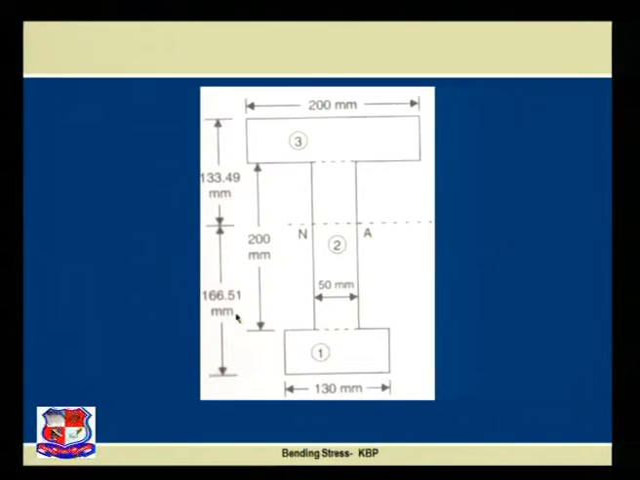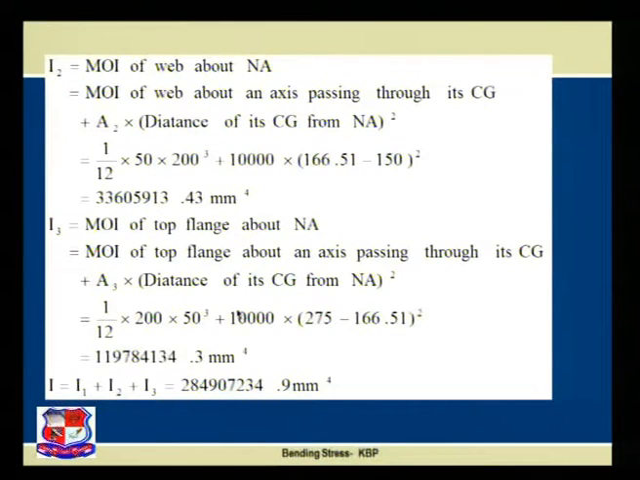Similarly, we can find the value of I2 over here, that is the moment of inertia of the web about the neutral axis, equal to the moment of inertia of the web about an axis passing through its CG plus A2 into h square, the distance of CG from the neutral axis squared. Simplifying once again, 1 by 12 BD cube, B is 50, D cube is 200 cube, plus area multiplied by YB, that is the distance from the neutral axis to the bottom fiber, minus the distance of CG from the bottom fiber, that is 150, squared, and we achieve this value.